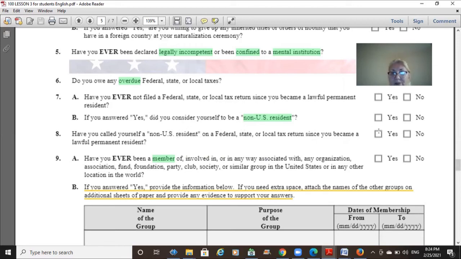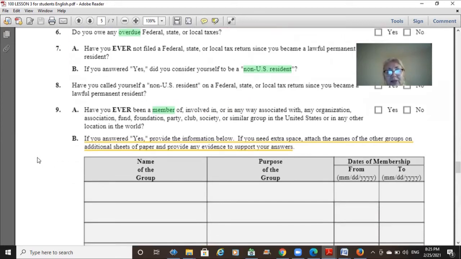So please pick yes or no, but a common answer should be no. You never considered yourself, you never called yourself a non-US resident on any tax return since you became a lawful permanent resident.